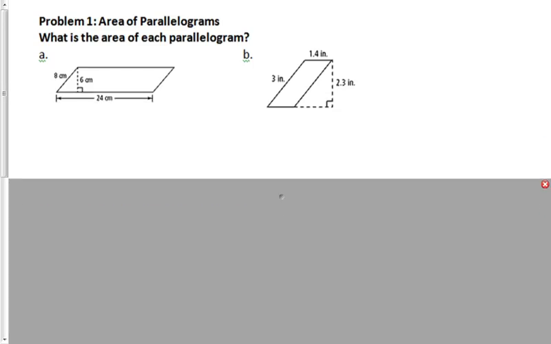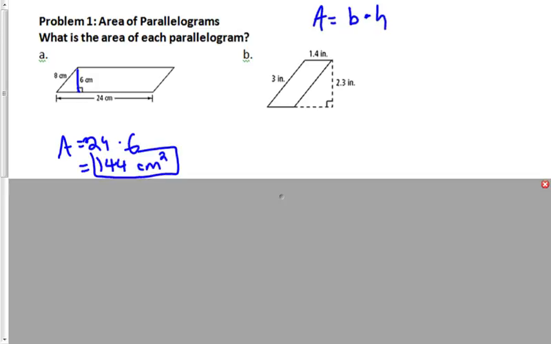Letter A, we have 3 different things given to us. What's the area of the parallelogram? Remember, area of a parallelogram is just the base times the height. So area equals 24, that's going to be our base, times the height, which is actually 6. The 8 has nothing to do with this really right now. The 24 times 6 is what we're looking for. And that would end up getting 120, 144. And we have centimeters squared as our units.